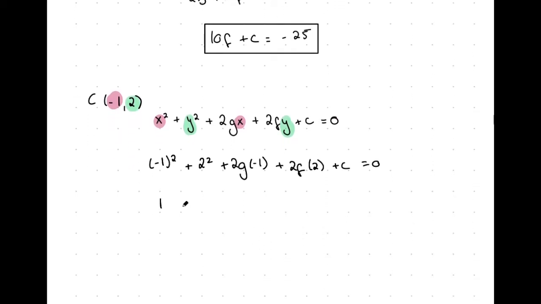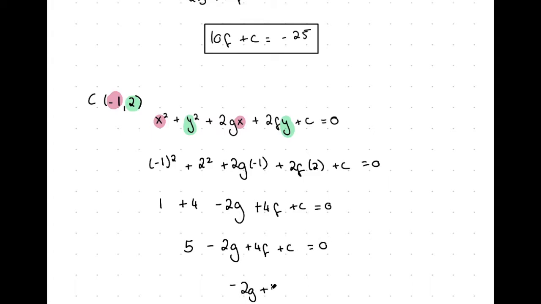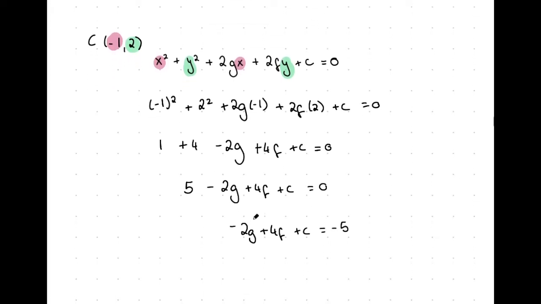So tidying that up then, what we're going to get is 1 plus 4, that should be a minus, so minus 2g plus 4f plus c is equal to 0. So just tidying that up then, this is what we get out. And we can rearrange it again so that we have our g, f, and c on one side and our 5 on the other. So there we go, there's our third equation with the three unknowns.